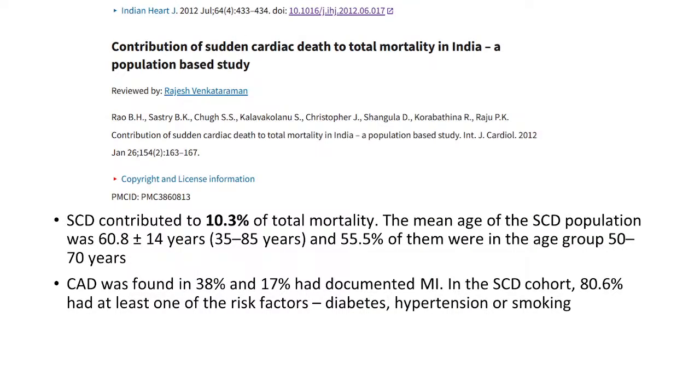So this is a population-based study in the Indian context, done in 2012. They found that sudden cardiac death contributed to 10.3% of total mortality. The mean age was 60.8 plus or minus 14 years, and the majority were within the age group of 50 to 70 years. Of these, 38% of the people had coronary artery disease, and 17% of them had acute MI. Of the patients, 80% had risk factors for a cardiac event like hypertension, smoking, or diabetes.